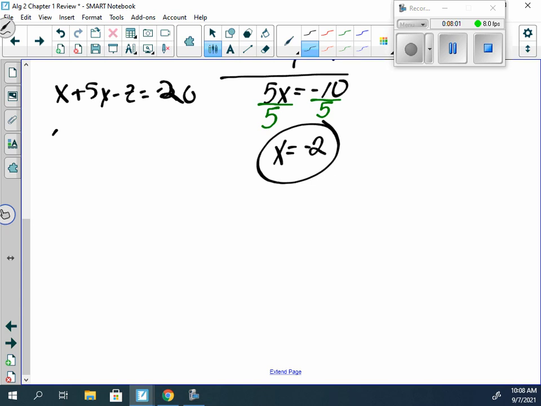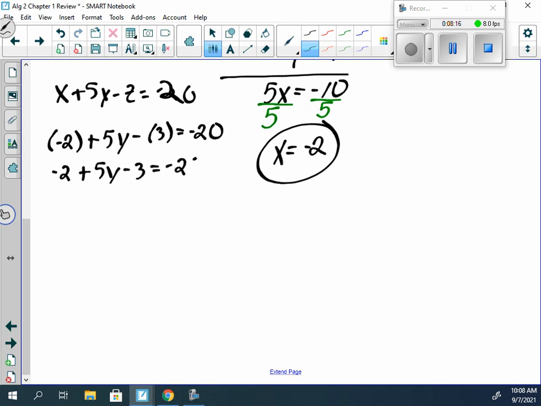Well, x is negative 2. Plus 5y minus z, and z is 3, gives us negative 20. So really we have negative 2 plus 5y minus 3 is equal to negative 20. Negative 2 minus 3 is negative 5.